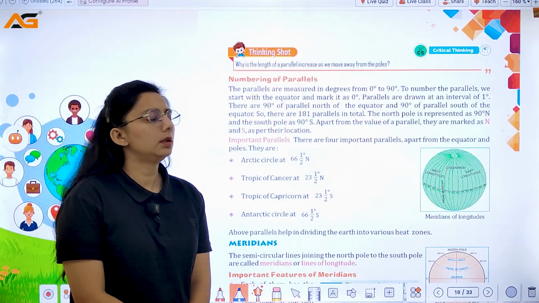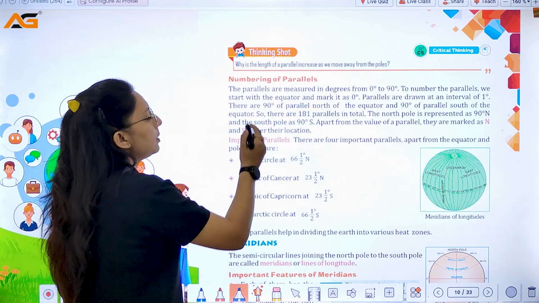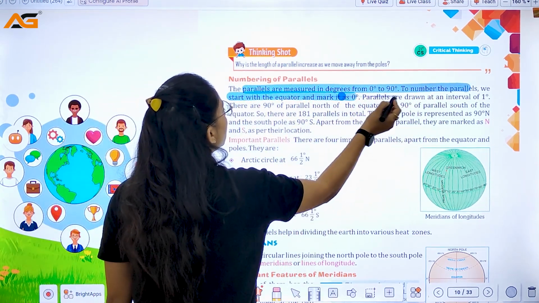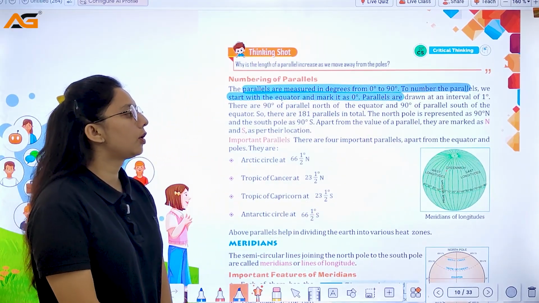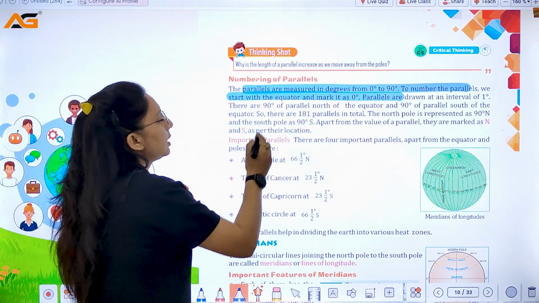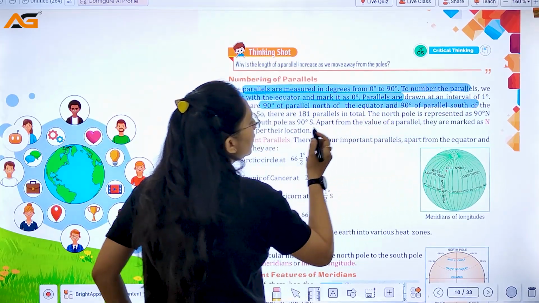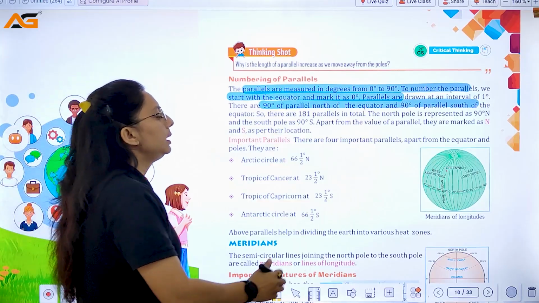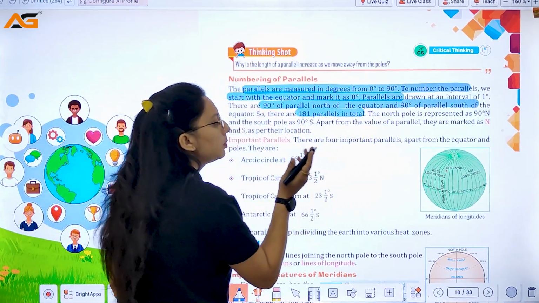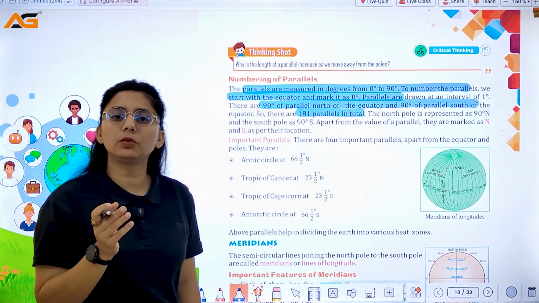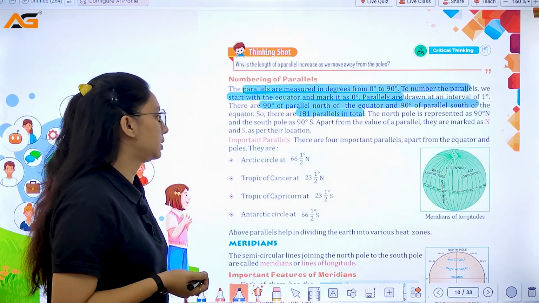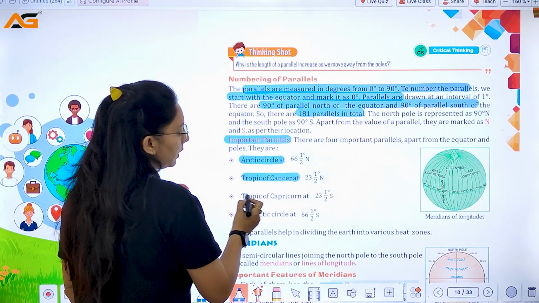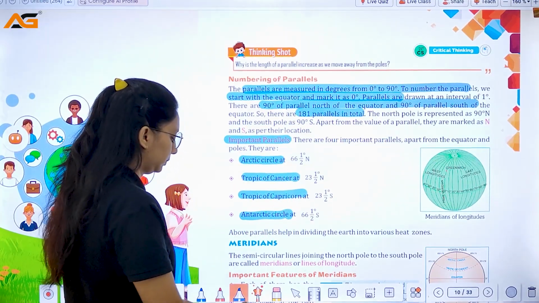Now numbering of parallels. So let's study about the numbers. Parallels are measured in degrees 0 to 90. For numbering the parallels, we start with the equator and mark it by 0. Parallels are drawn at the interval of 1 degree, and there are 90 parallels to the north of the equator and 90 parallels south of the equator, right? So there are 181 parallels in total, and नॉर्थ पोल 90 डिग्री N से रिप्रेजेंट होता है, साउथ पोल 90 डिग्री S से रिप्रेजेंट होता है. इंपॉर्टेंट पैरेलल्स जो मैंने आपको बता भी दी हैं, आर्कटिक सर्कल, ट्रॉपिक ऑफ कैंसर, कैप्रिकॉर्न एंड अंटार्कटिक सर्कल.